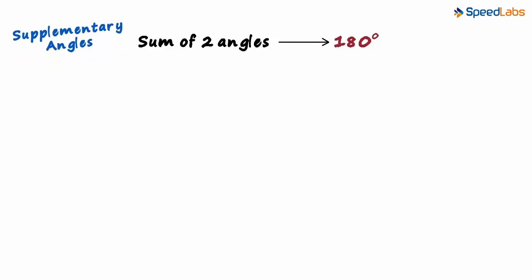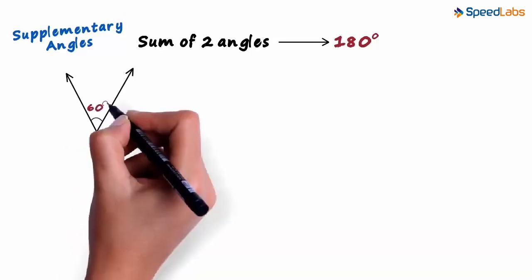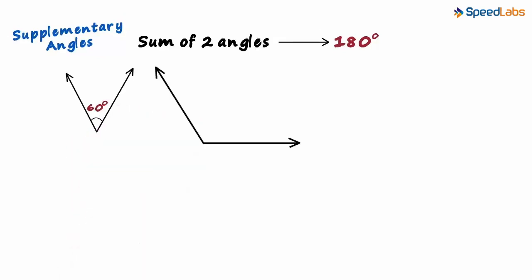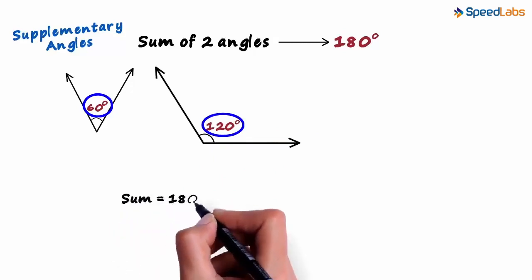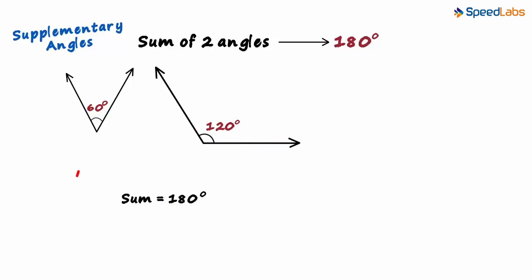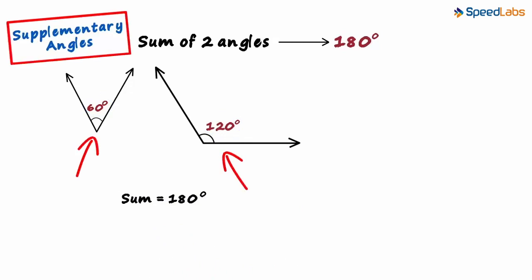Let's understand this with a diagram. Let this be an angle which measures 60 degrees. And let this be another angle which measures 120 degrees. Their sum is 60 plus 120, which is 180 degrees. Hence, this angle and this angle together are called supplementary angles.